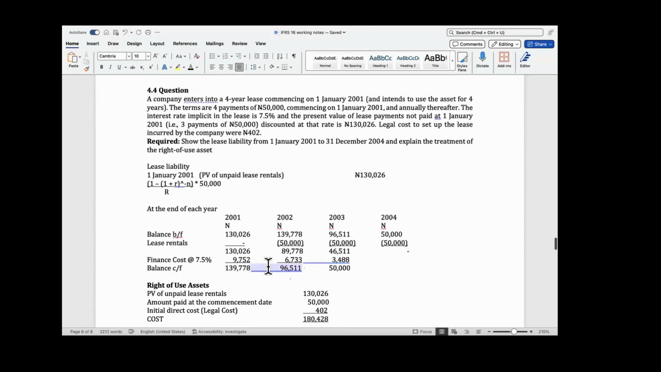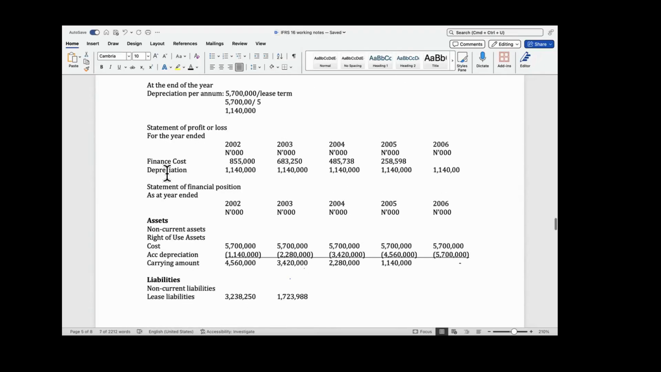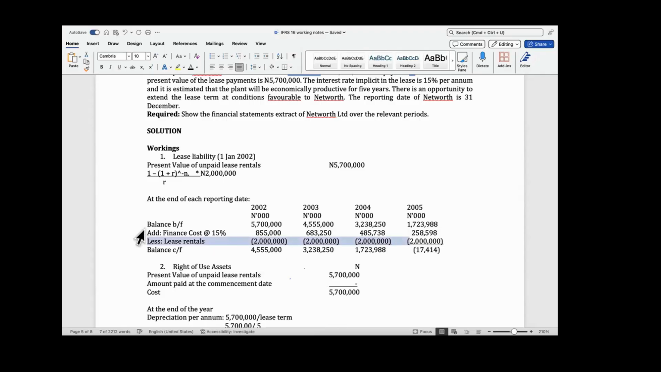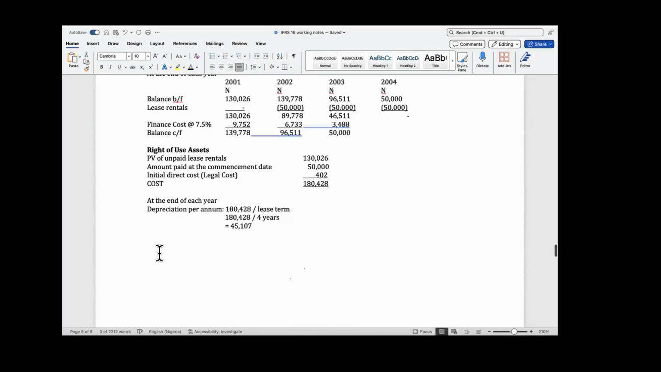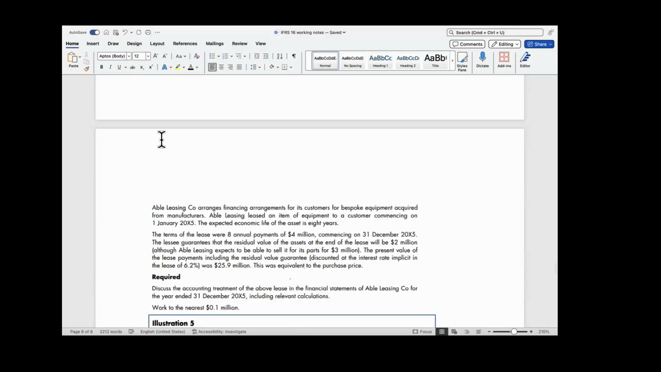So that's the end of this question. See, leases for your exam is never going to be more than this. I've shown you a case where the lease rental is paid in advance, so you deduct the lease rental before you add the interest, and a case where the lease rentals is paid in arrears, where you would add the finance cost before you deduct the rent. Okay, so let's go to lessor accounting questions.